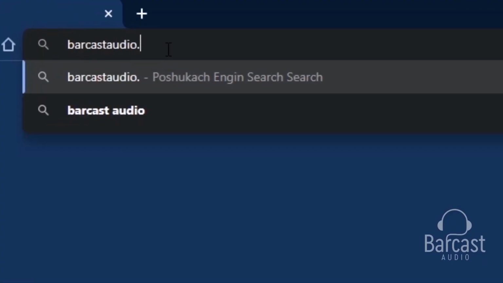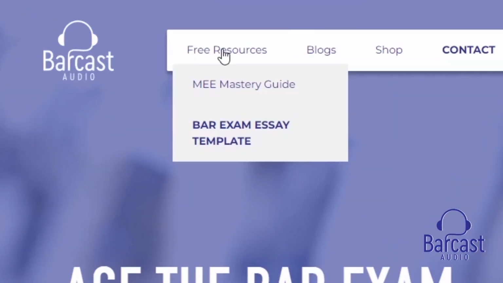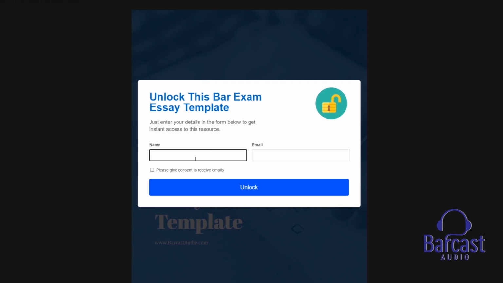Okay, so today I'm going to be walking you guys through our bar exam essay template, which you can access by going to BarcastAudio.com. You just put in your email, and you can access it right there. It's very easy, and it's been a really helpful resource for a lot of students who have told me that they've used this in preparing for the bar exam and figuring out how to organize a lot of these bar exam essays.